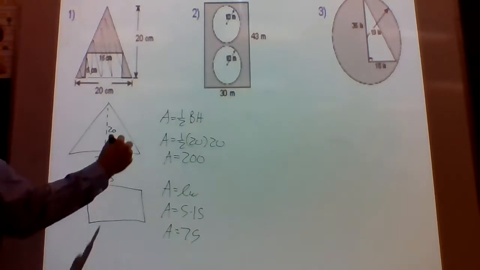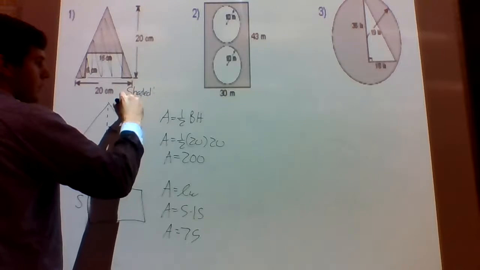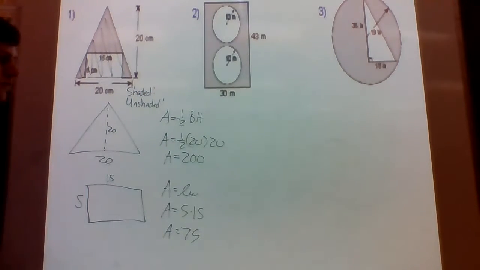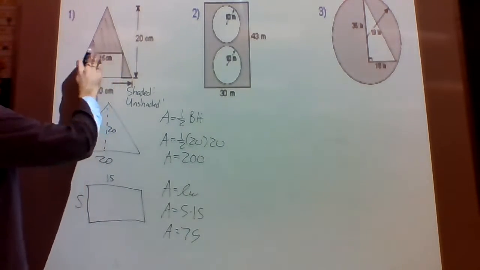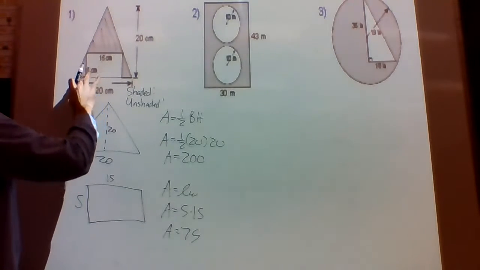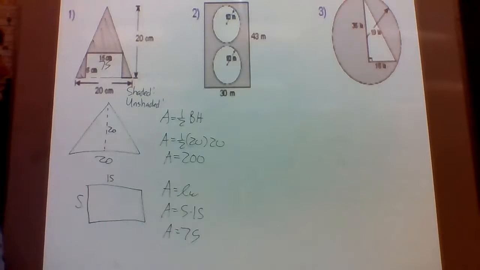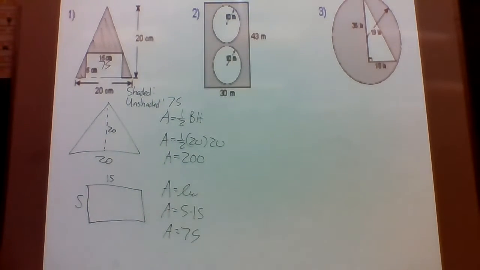Okay. If we're asked to find the shaded region and the unshaded region, let's start with the unshaded. The unshaded part is just simply this rectangle, and we know the area of this rectangle is 75. So the unshaded is 75 centimeters squared.